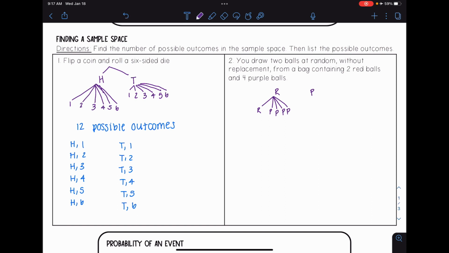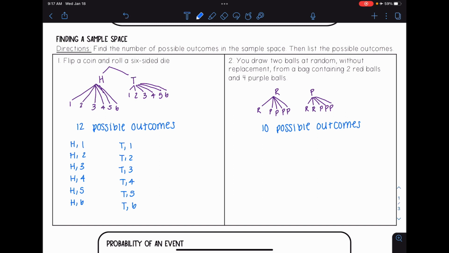Now if I draw a purple ball first, that leaves 2 reds left that I could choose. And then since I've drawn 1 purple, that leaves 3 purple balls left. And so these are all of my possible outcomes. So counting that up, that means I have 10 possible outcomes. Now some of these are repeats, but we need to have those repeated just so that we can see the amount that each of those can happen.